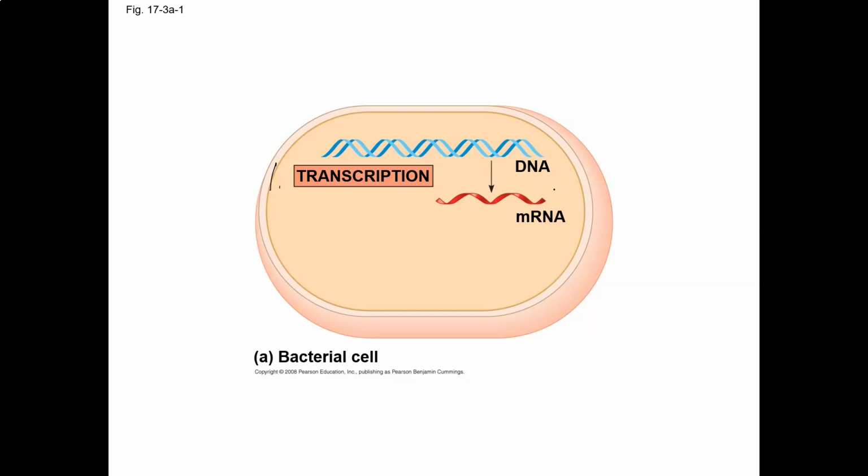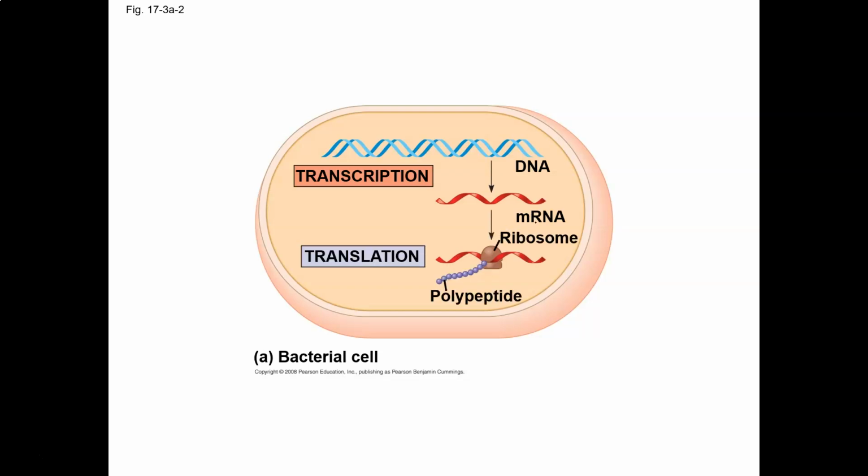So DNA is used to make messenger RNA. That's called transcription. And then that messenger RNA is used by the cell to make the polypeptide or protein. The information in the messenger RNA is used. That's translation. So DNA to messenger RNA is transcription. Messenger RNA to protein is translation.